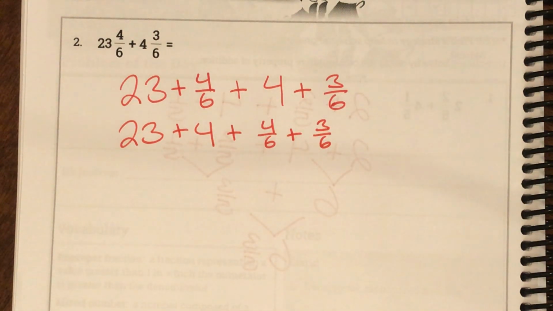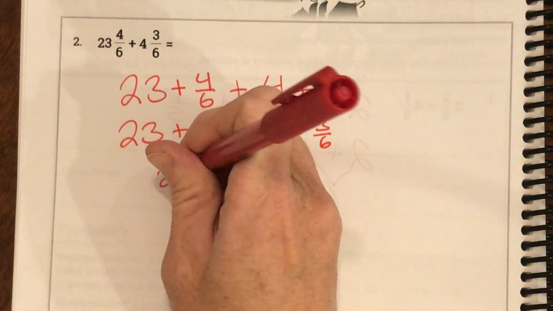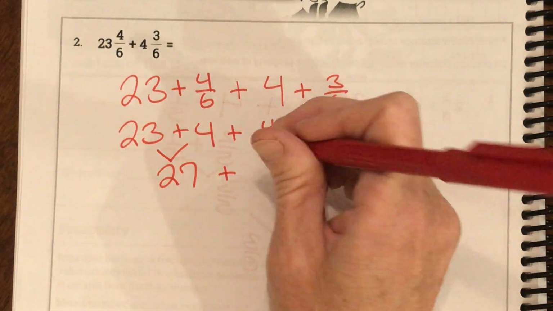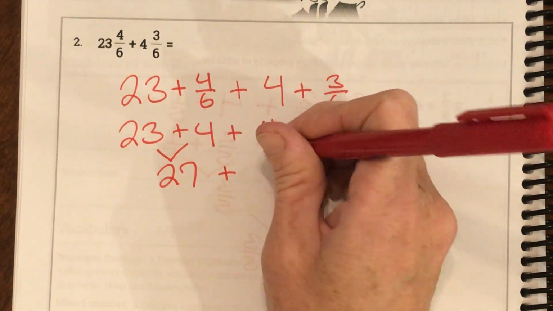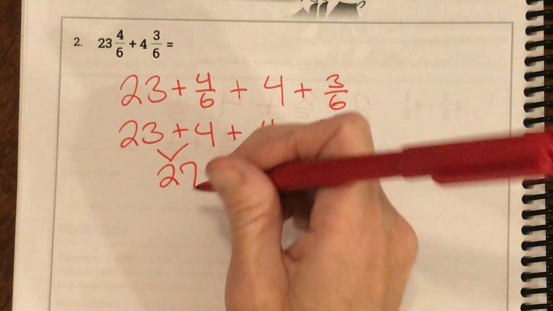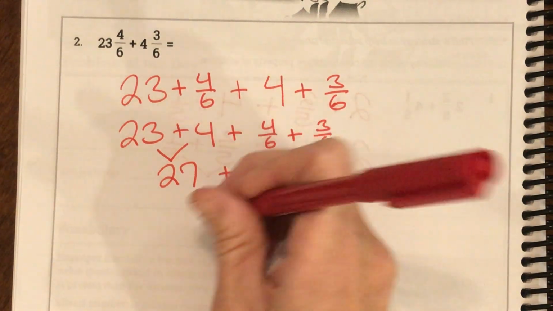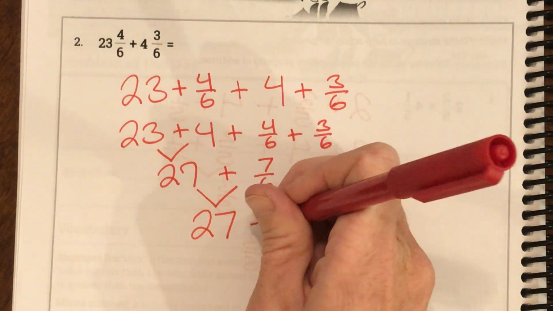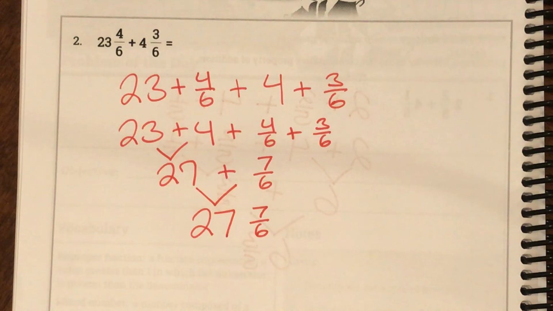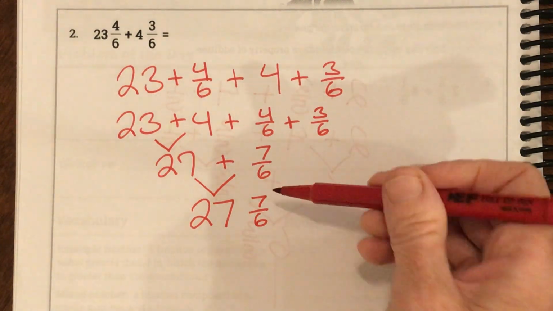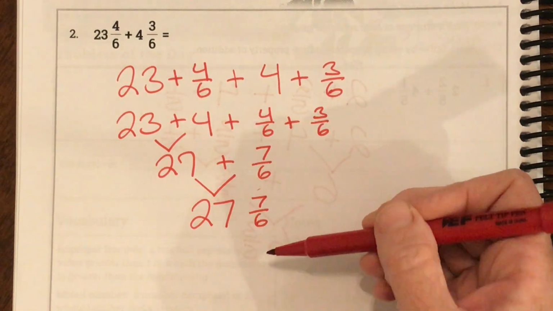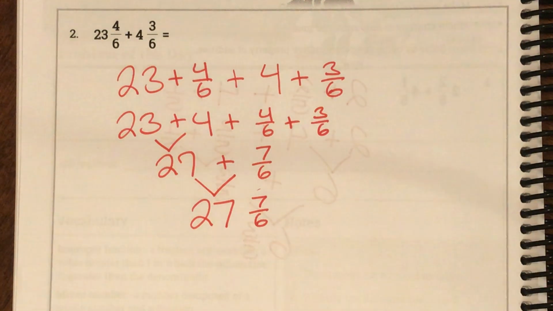Okay, step 3 says add my whole numbers. And step 4 says add my fractions. So 4/6 plus 3/6 is 7/6. Step 5 says make a mixed number. So I have 27 and 7/6. Okay, and step 6 says check for improper fractions. This is an improper fraction because my numerator is larger than my denominator, so it's improper. So I can't leave that.